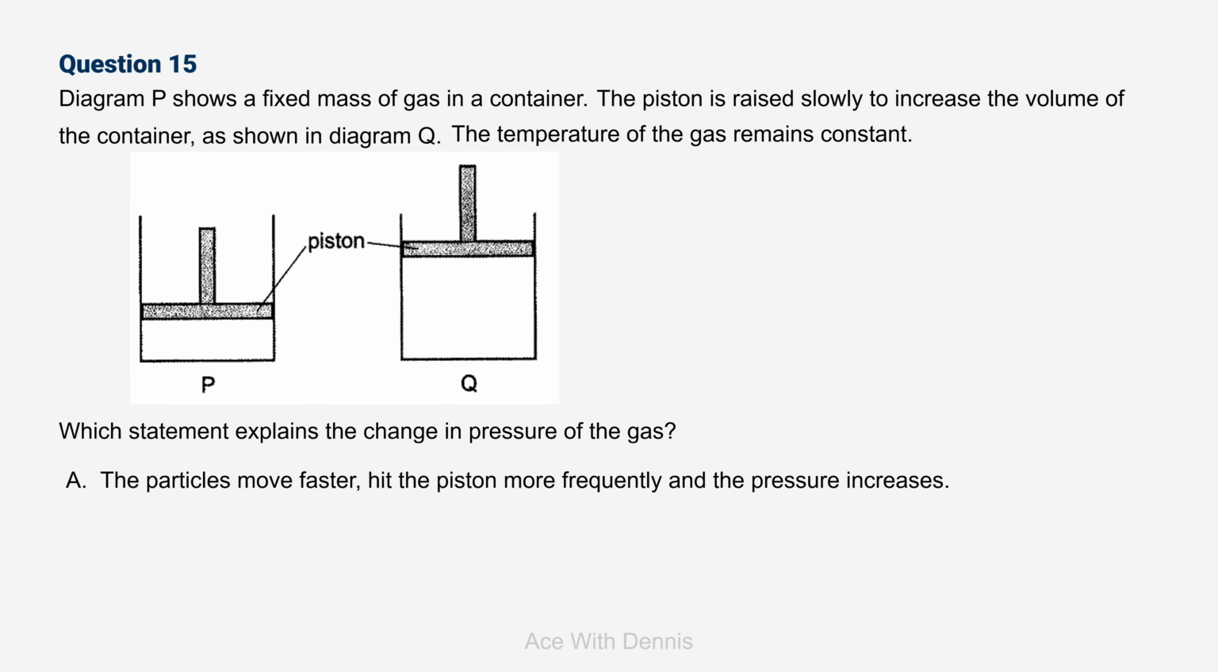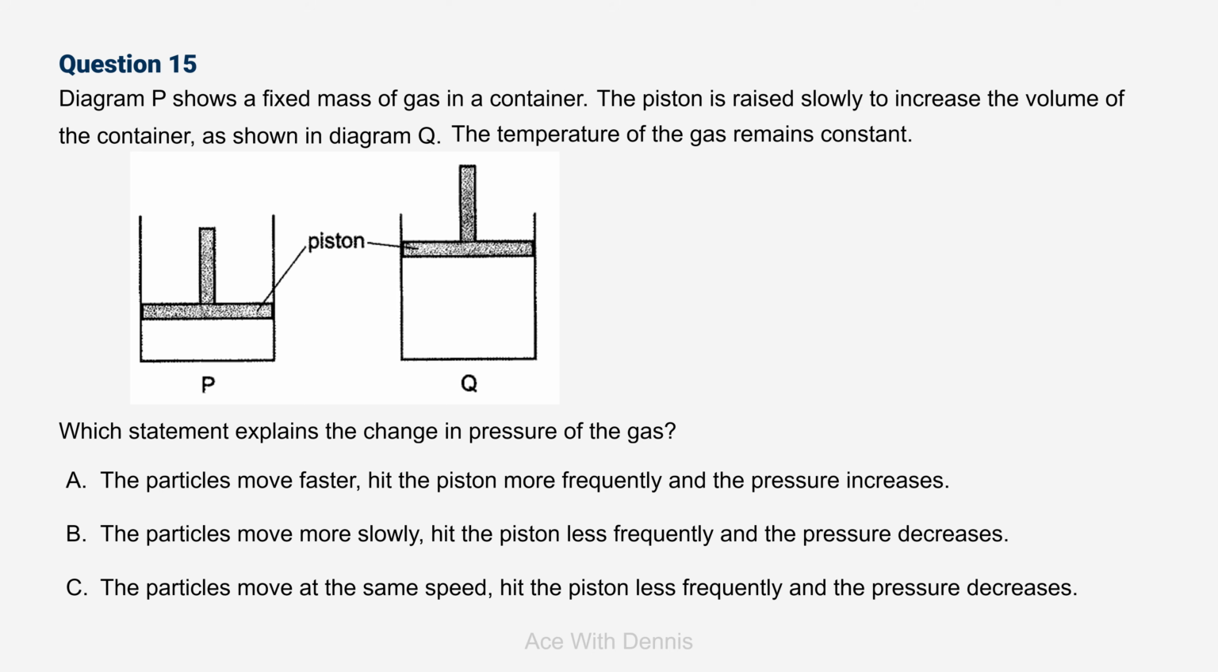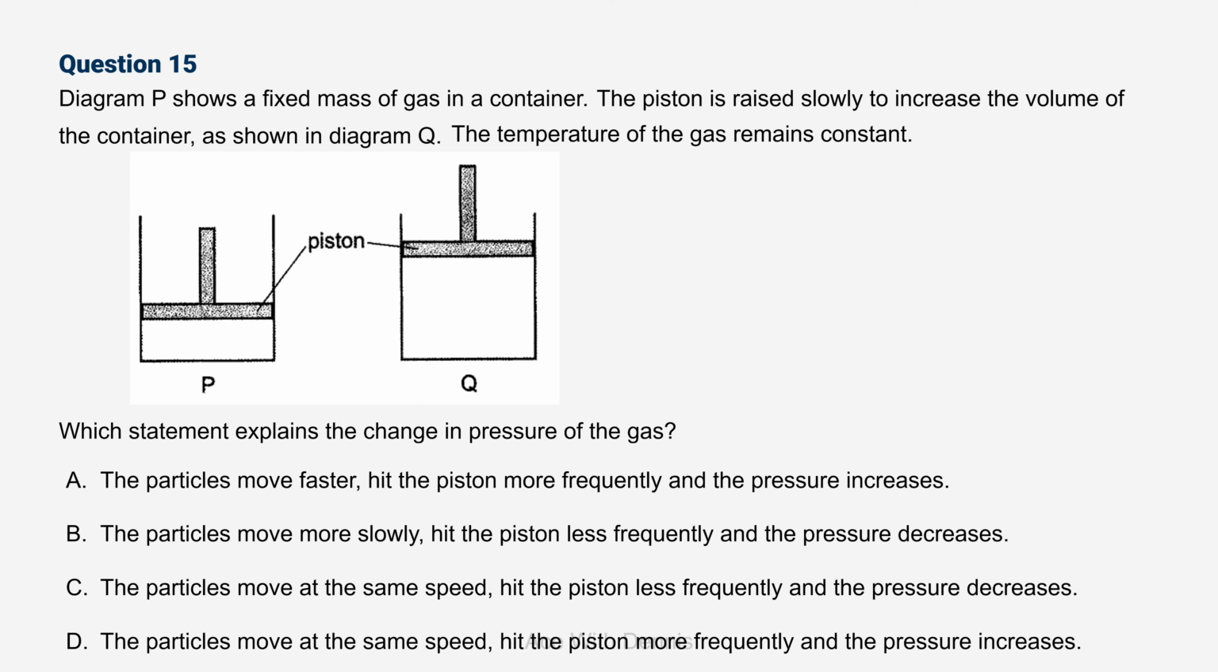A. The particles move faster, hit the piston more frequently, and the pressure increases. B. The particles move more slowly, hit the piston less frequently, and the pressure decreases. C. The particles move at the same speed, hit the piston less frequently, and the pressure decreases. Or D. The particles move at the same speed, hit the piston more frequently, and the pressure increases.